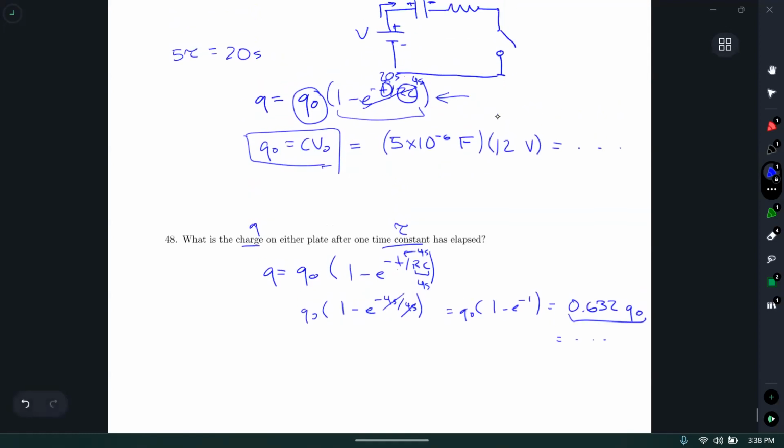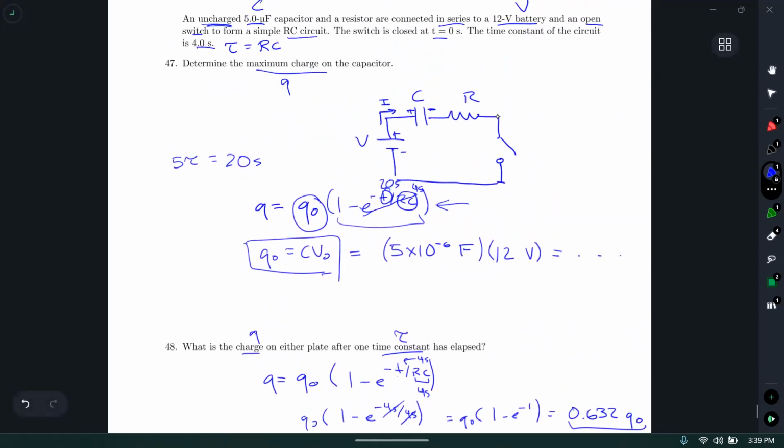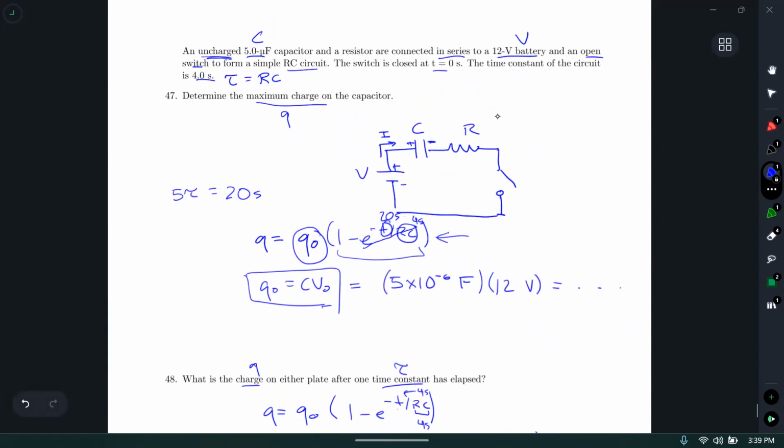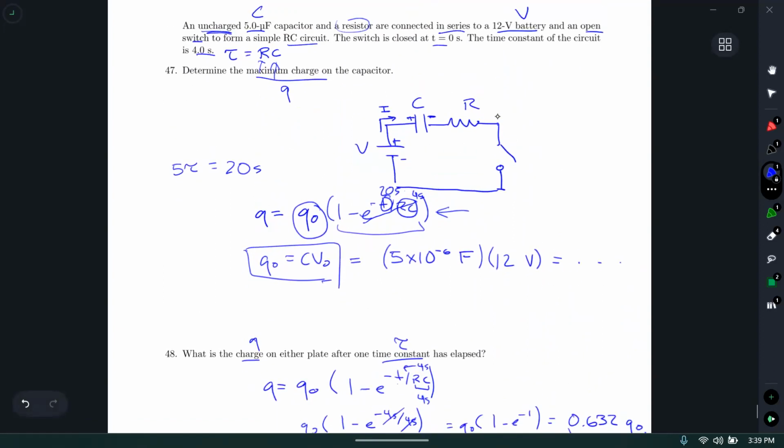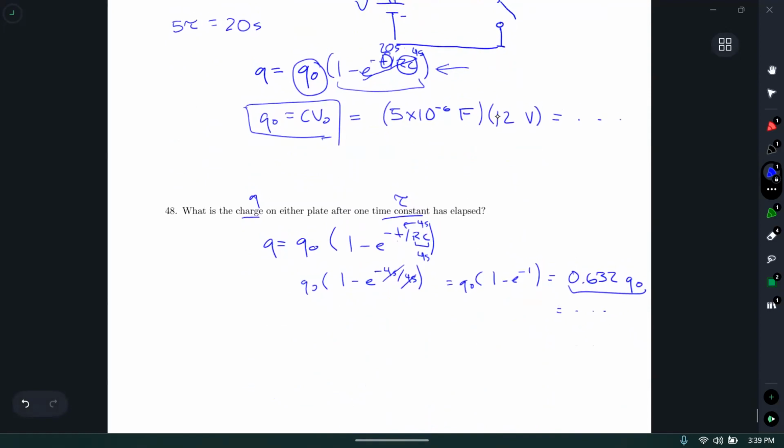Or let's see, if you just forgot everything about time constants other than that you should take your resistance, multiply by your capacitance. Oh, I guess it didn't give you the resistor value. It didn't give you the resistance. So that would not be an option. You would kind of have to remember that this whole thing is your time constant, RC.